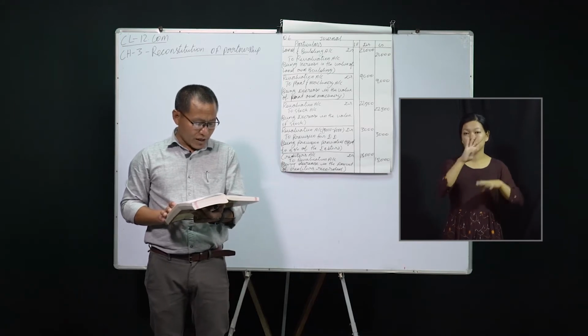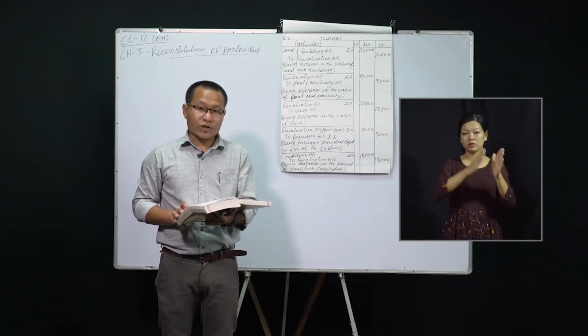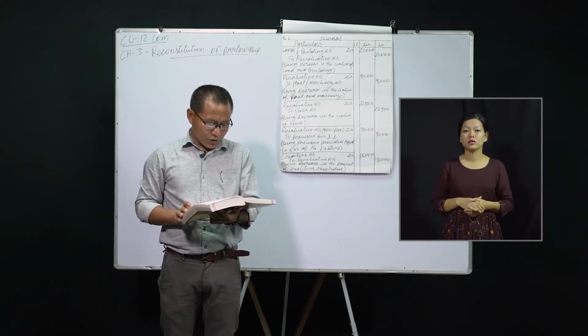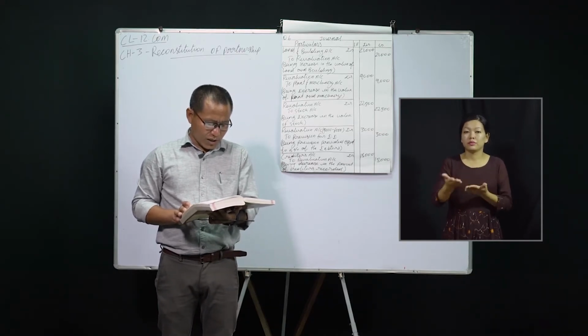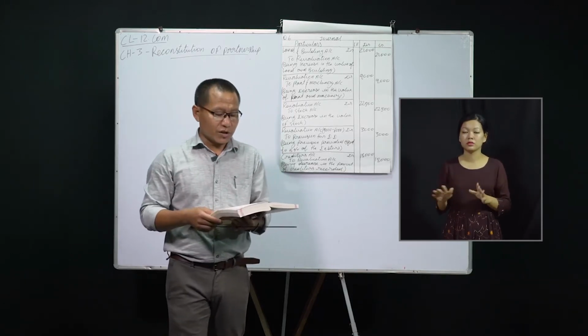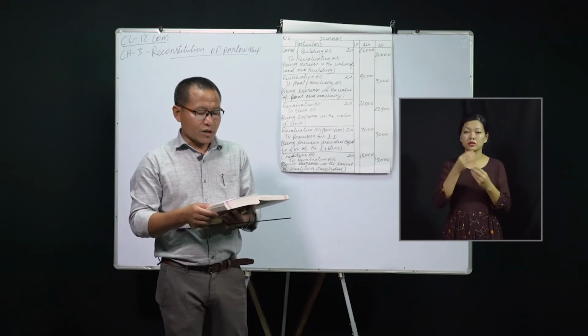On the liability side, you have sundry creditors, outstanding rent. On the asset side, you have land and building, plant and machinery, stock, debtors, less provision, and additional information is given. That is number 1.